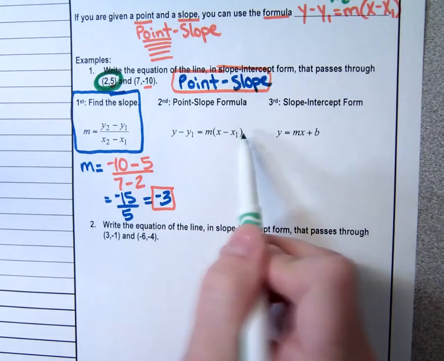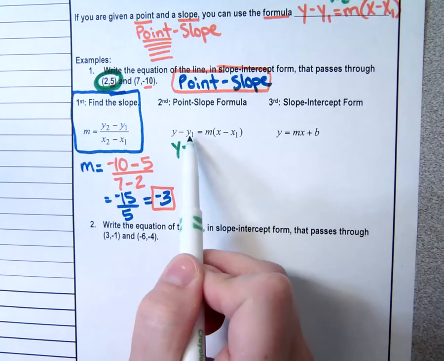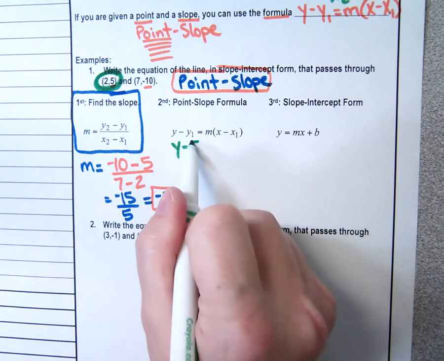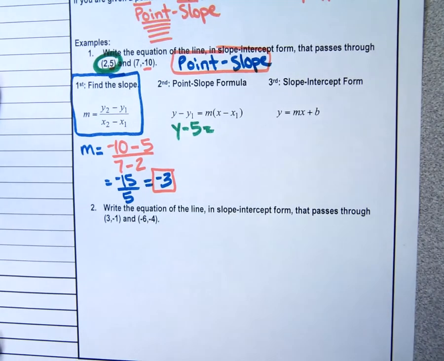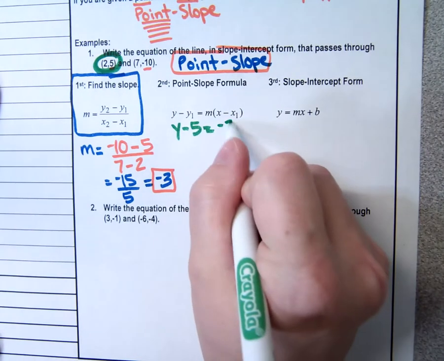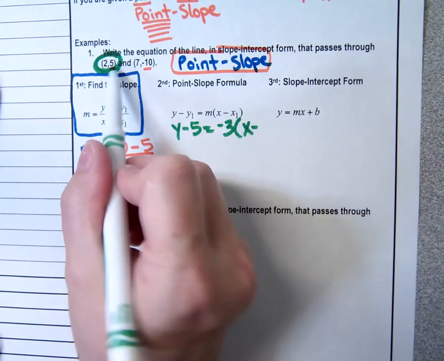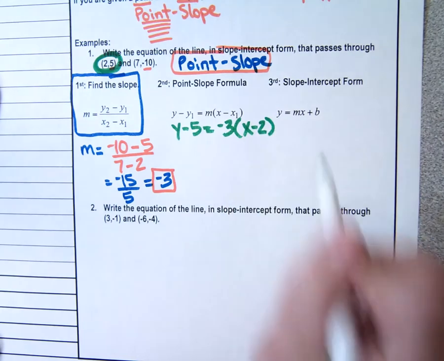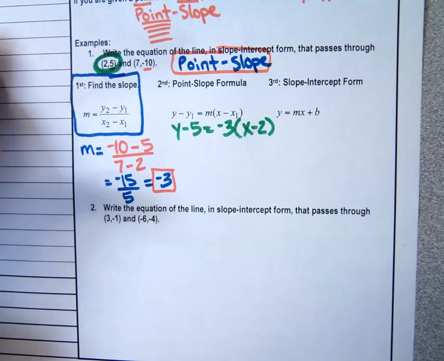So now I'm ready for point-slope formula. I go y minus, okay, this one's the y-coordinate, so which of these is the y-coordinate? 5 equals, what did we say the slope was? Negative 3. And then in parentheses, x minus, this one's the x-coordinate, so which of these is the x-coordinate? 2. So that right there is point-slope form.